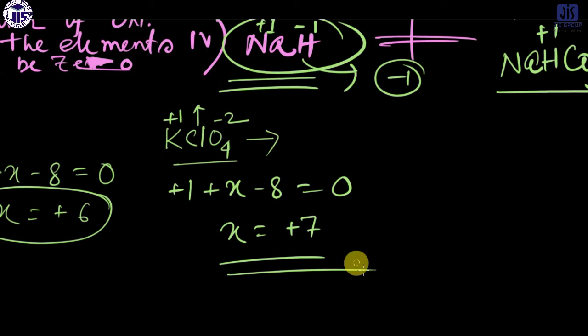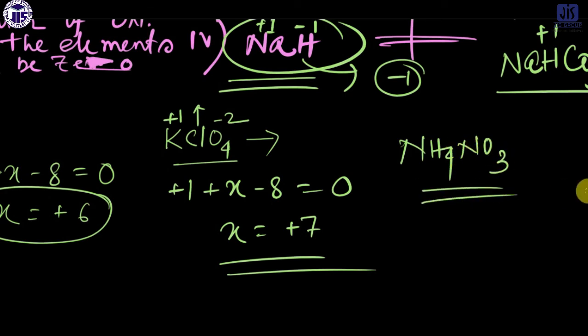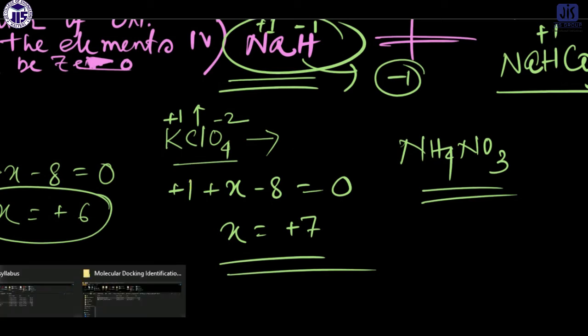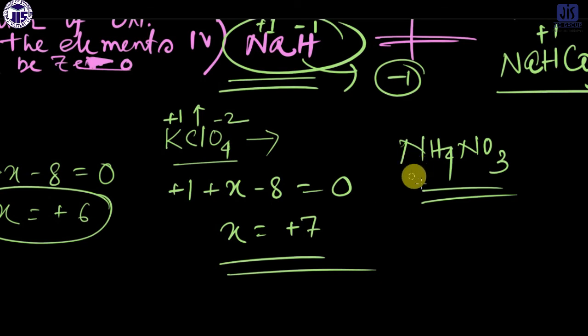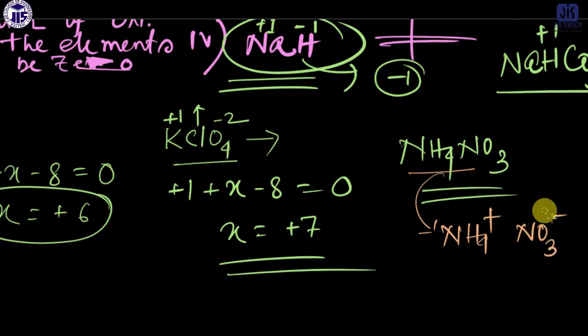So in this way we can determine the oxidation number of any compound. Then, in another case, if we take the example of NH4NO3, there are two ways by which we can calculate. First of all, if I want to calculate the NH4 plus part, then if I dissociate it, it will be NH4 plus and NO3 minus.